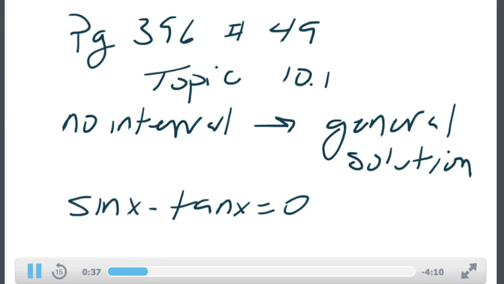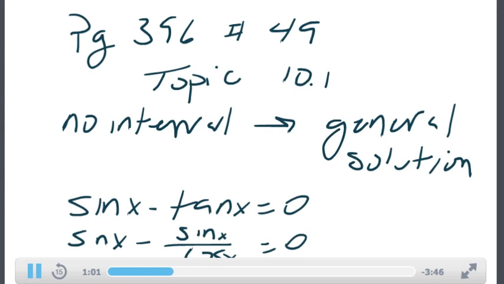Well, right away, it doesn't look like anything we can do with that. There's no identities that address that. It's not a Pythagorean identity. So let's try turning everything into sines and cosines and see what that gets us. So we have sine of x minus sine of x over cosine of x is equal to 0.